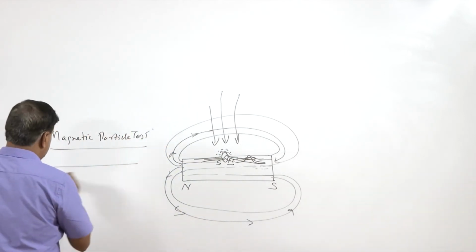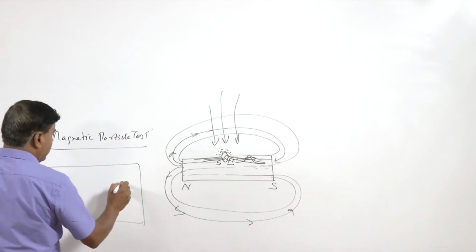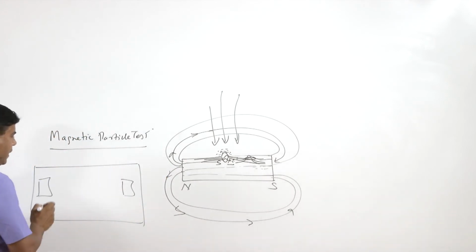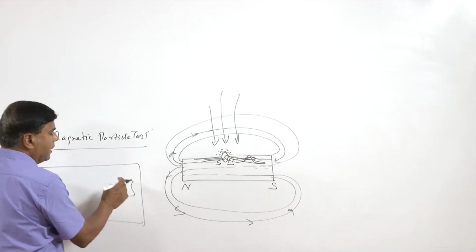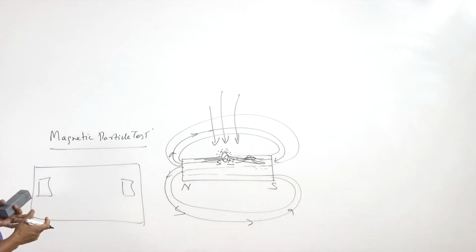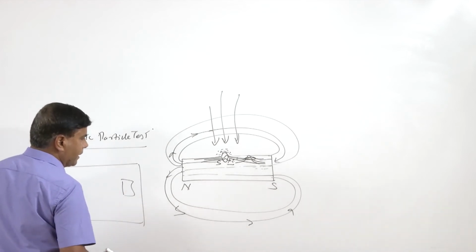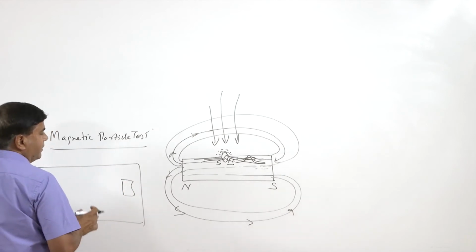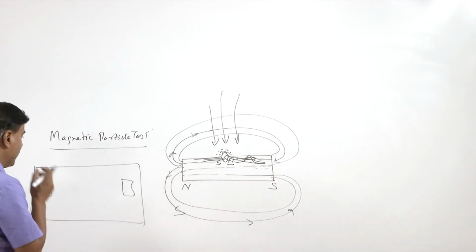So, if this is the component, the entire component is magnetized. There can be a number of ways to magnetize it, and what we will see, the most common method is use of electromagnetism, where the flow of current is used to magnetize the component which is to be checked. We can use permanent magnets. So, whenever any component is magnetized, it will remain so for some time. So, demagnetization of the component is also important.